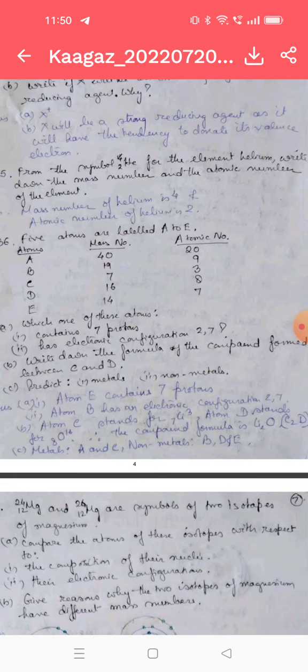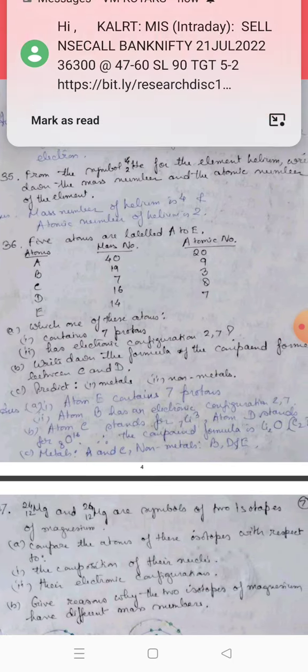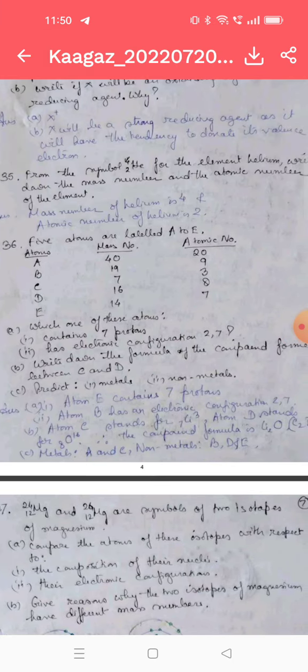Okay. Now this last question is to predict one metal and non-metal. So metals will be A and C because they are donating electrons, and non-metals will be B, D and E because they are gaining electrons.